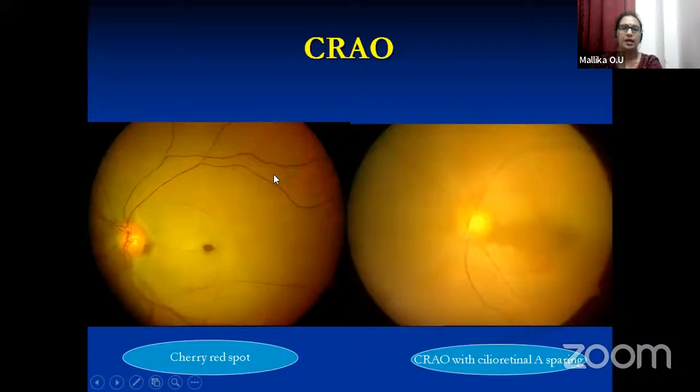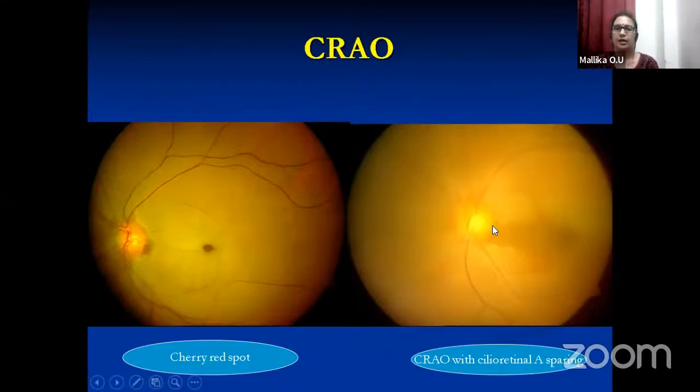And you can see the entire retina. If you remember the previous picture, the retina is described as pale pink in color. This retina, the whole retina, is white in color with a central small area, the thinnest part of the fovea, through which the normal choroid is visible. That is called a cherry red spot. So cherry red spot is nothing but a normal choroid visible through a thin area of the central part of the macula. If you remember the previous picture, the central part of the fovea comes like this. It is very thin.